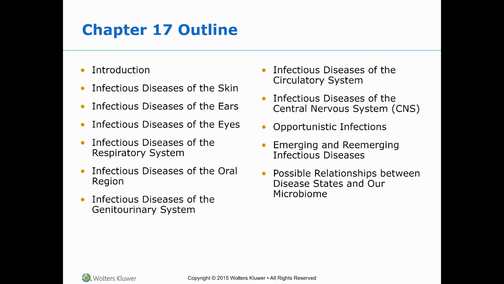Okay, so we're just going to talk about the infectious diseases of our skin, of our ears, eyes, respiratory system, and any of the oral region, which I probably will throw a question on there because you guys should know that being dental hygienists. Basically your circulatory system, central nervous system, your gastrointestinal tract, and then some types of opportunistic infections that you might see.